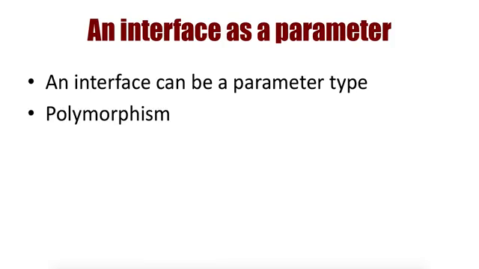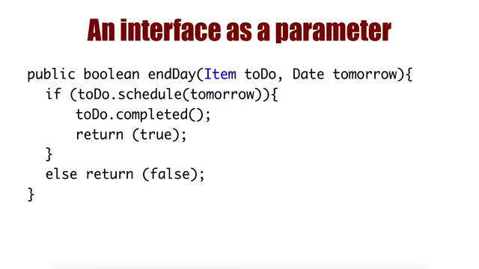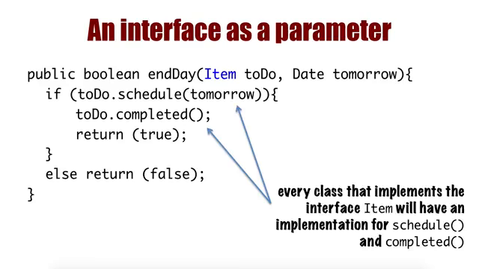Finally, an interface can be used as a parameter type. Polymorphism makes this possible. Because every class that implements the Item interface is an Item, it can be passed as an Item to a method. Here is an example of a method that tries to reschedule any unfinished items for tomorrow and mark them as complete on today's list to close out the day. Because each of these items can implement both schedule and complete, we could pass an Engagement, an Errand, or any other object that implements the Item interface.